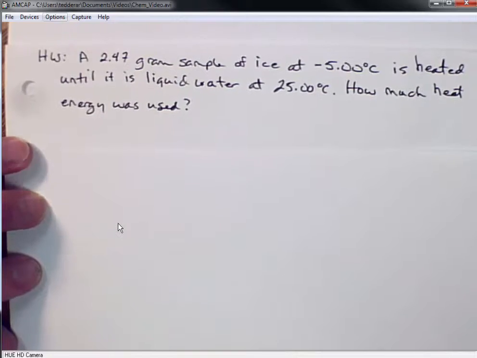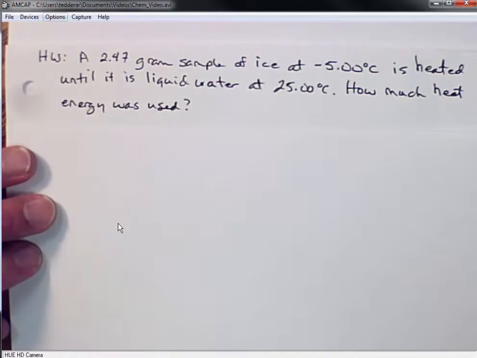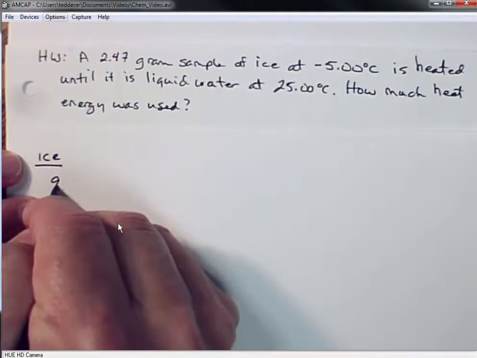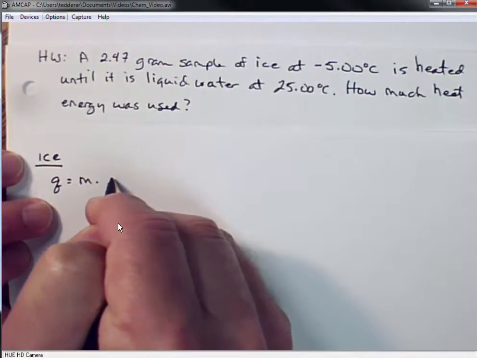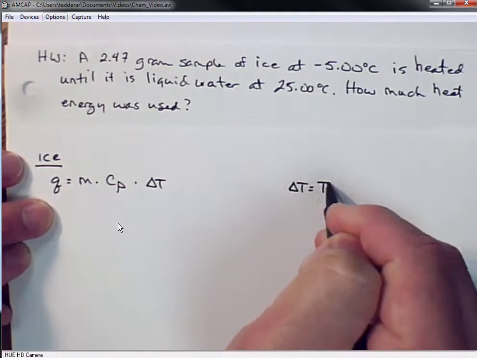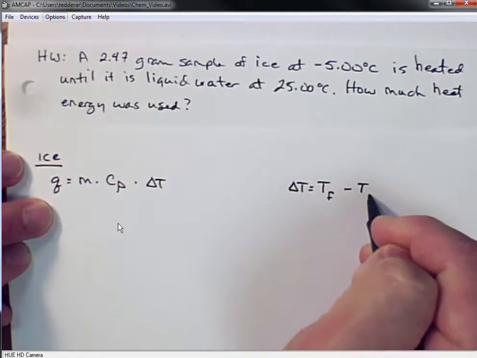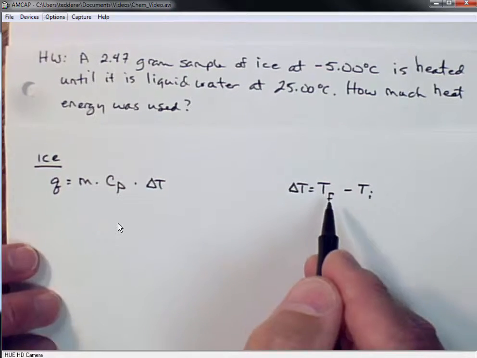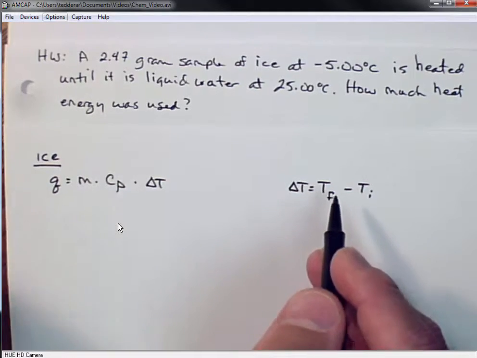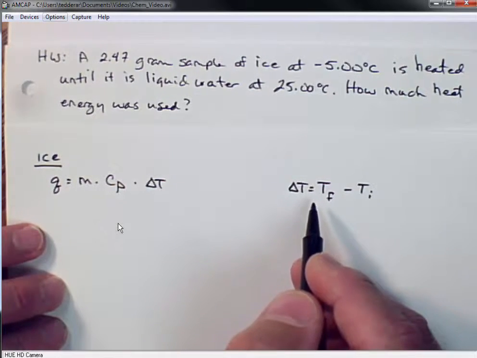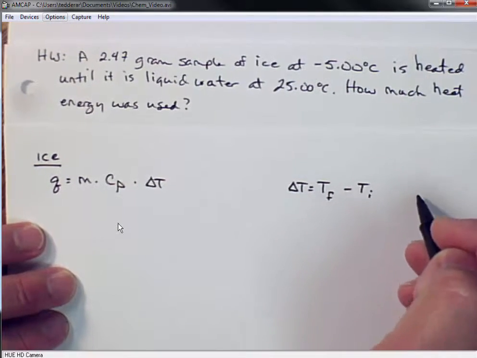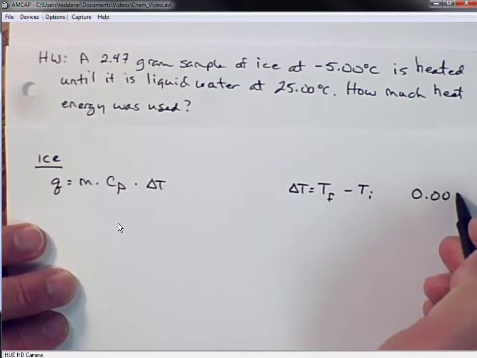All right, back to our question then. We've got 3 different stages here we're dealing with. For the ice, we've got Q equals mass times the heat capacity times the change in temperature. And the change in temperature is always temperature final minus temperature initial. In that range, temperature final is going to be 0 degrees C, because water in the form of a solid, ice, can't be any warmer than 0 degrees C. It's going to go from -5 up to 0, and then it starts to melt. So the ice can't be any warmer than that. Our final temperature for that range is 0.00 degrees C.